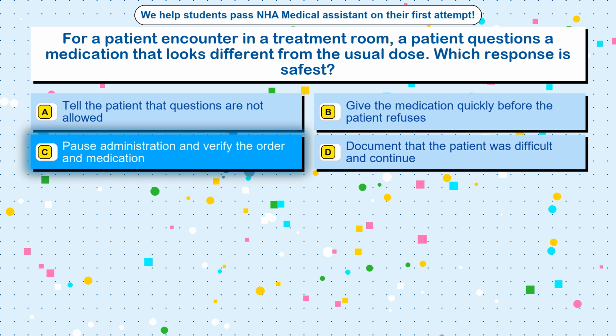The correct answer is option C. Pause administration and verify the order and medication.